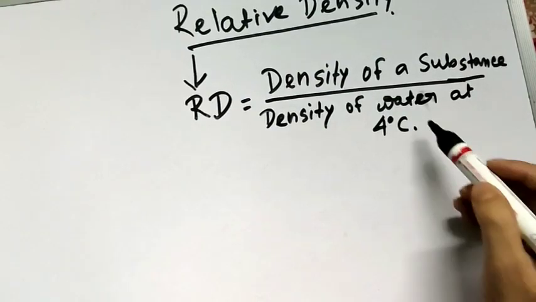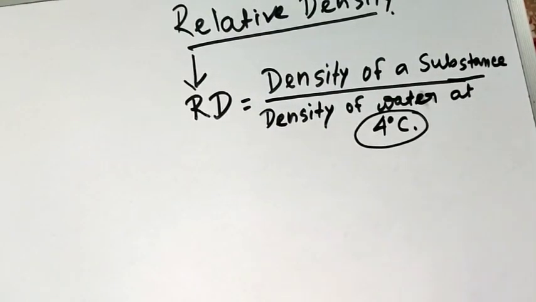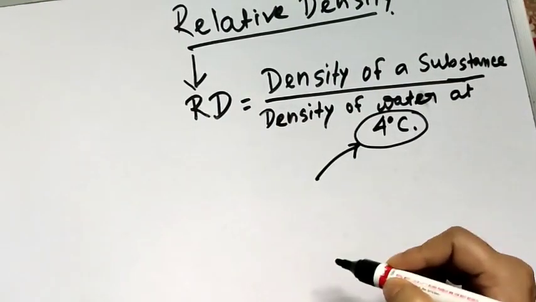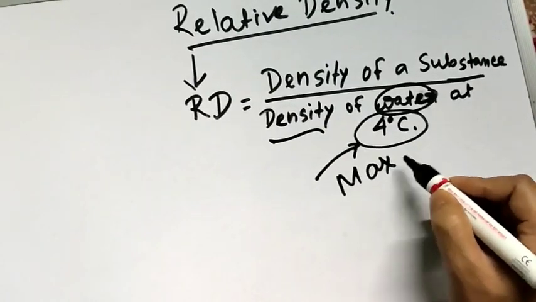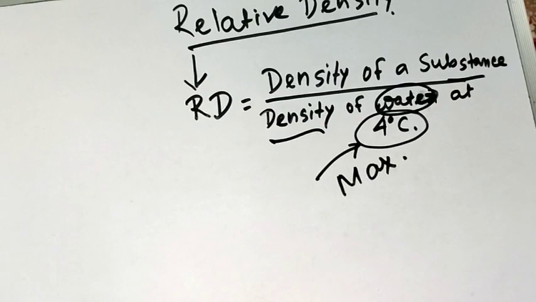Now why at 4 degree centigrade? Why are we not taking any other temperature? Why particularly at 4 degree centigrade? Because at 4 degree centigrade the density of water is maximum. That's why the density of water at 4 degree centigrade is taken.